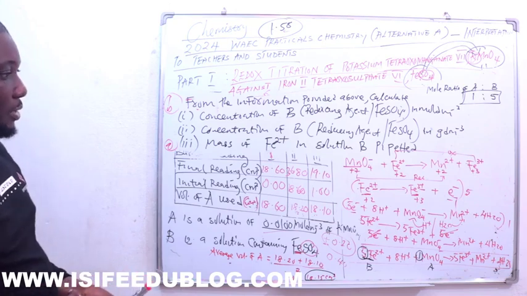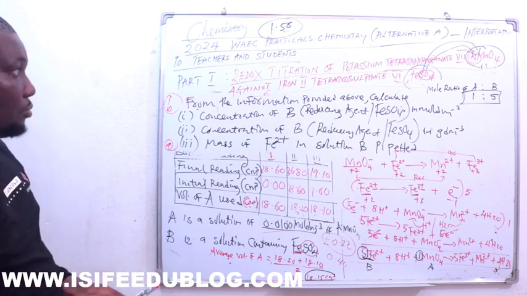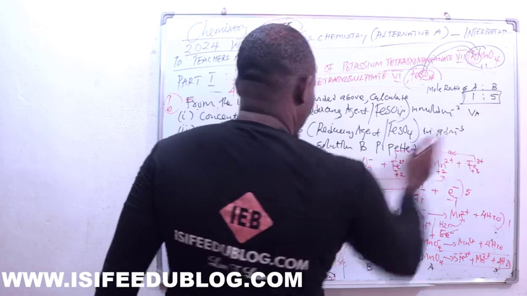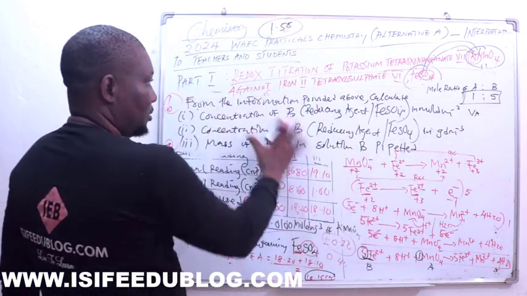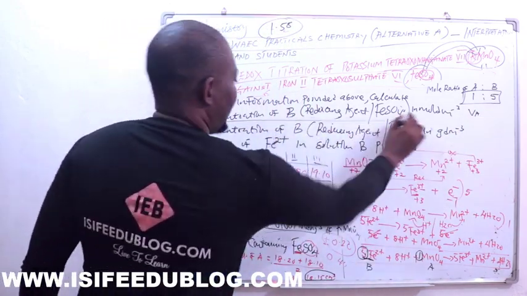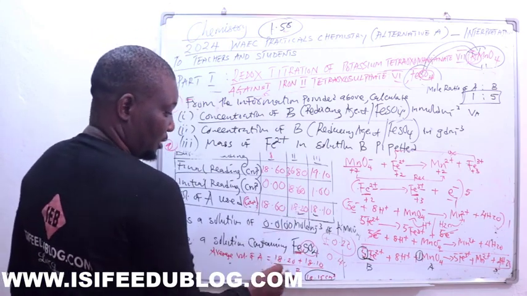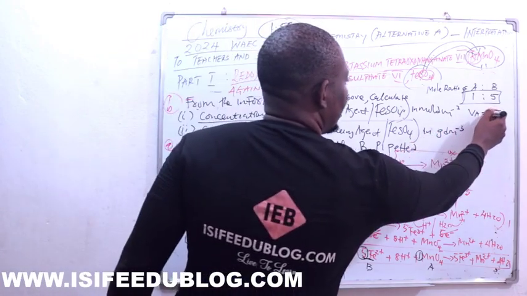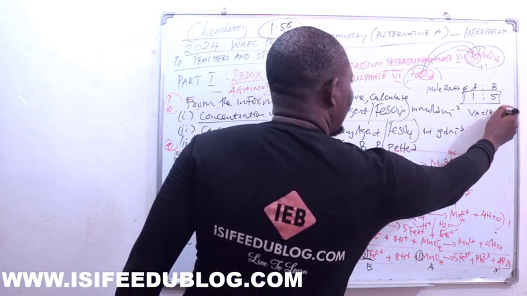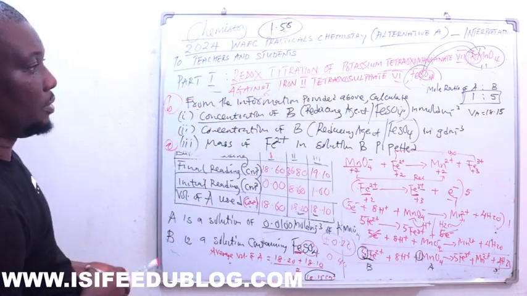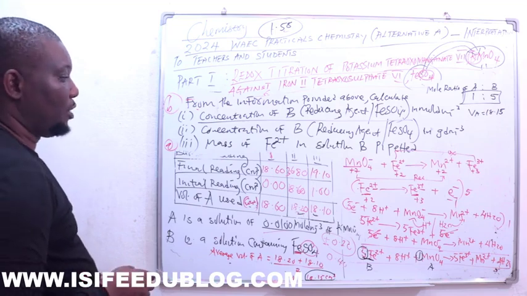It's very, very important. Okay. So I'm going to write my volume of assay. So wipe this and then solve this part here. So my volume of assay from the table, from the consistent titre here, is 18.15. Okay.